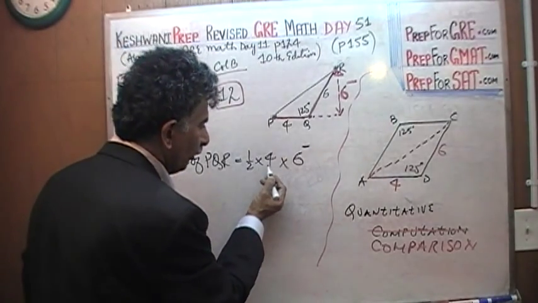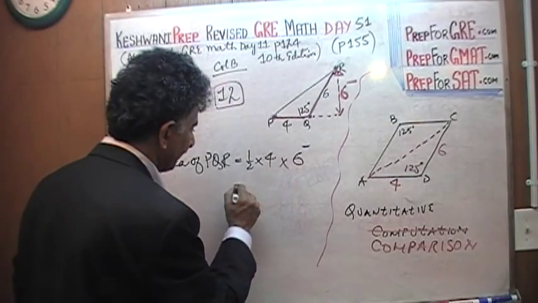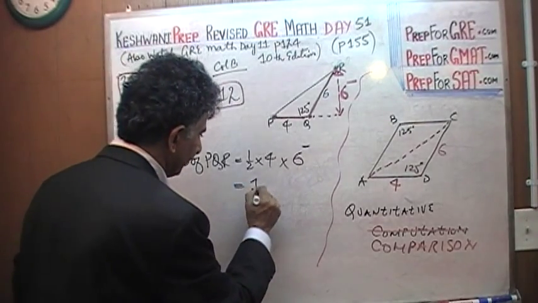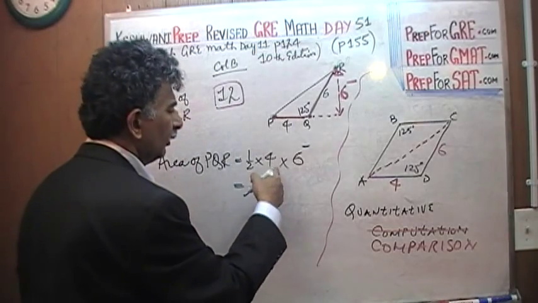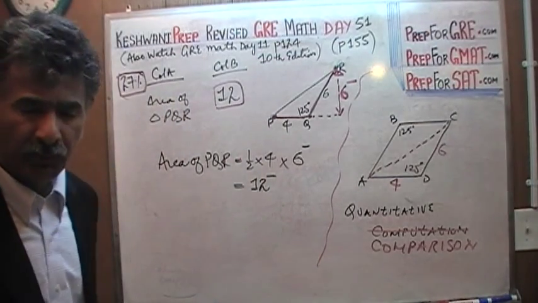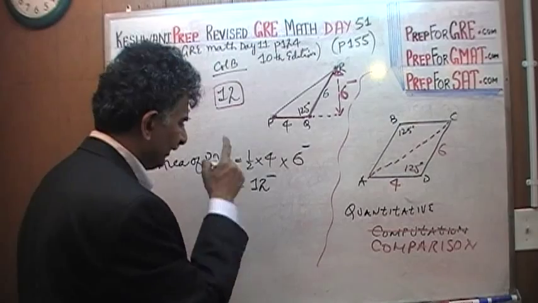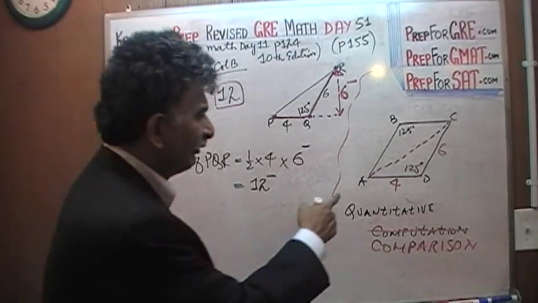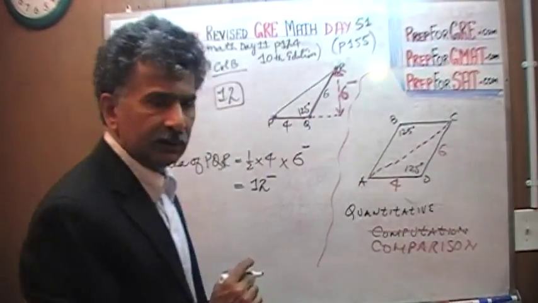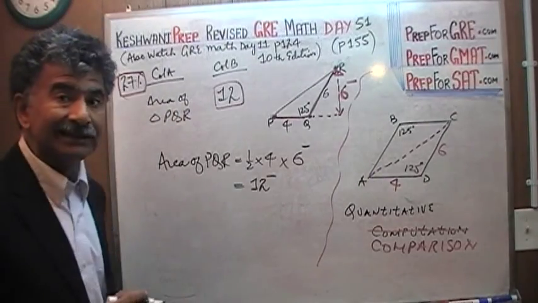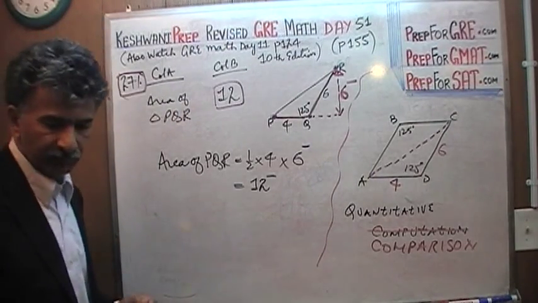Therefore, 4 times something less than 6 is going to be something less than 24. And half of that is going to be something less than 12. And therefore, because it is the union of two identical triangles, the area of this thing is something less than 24.